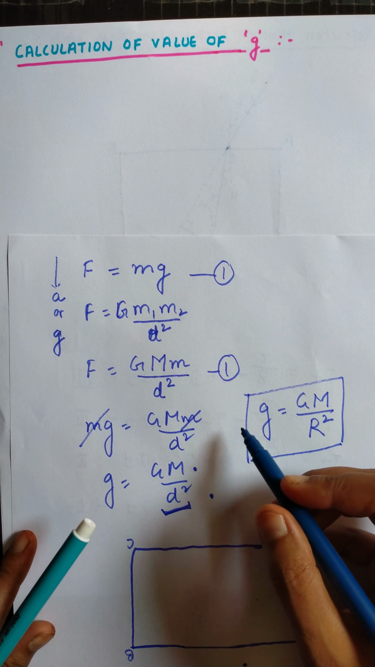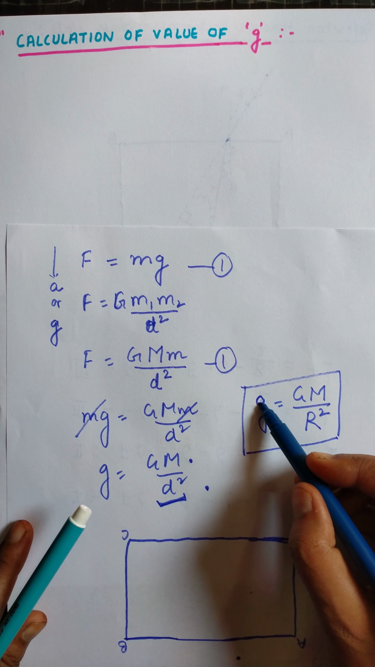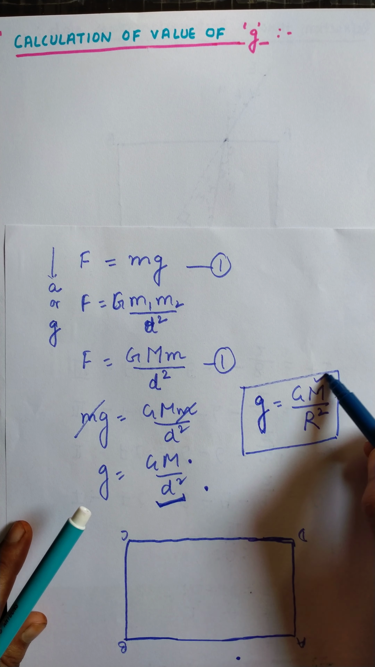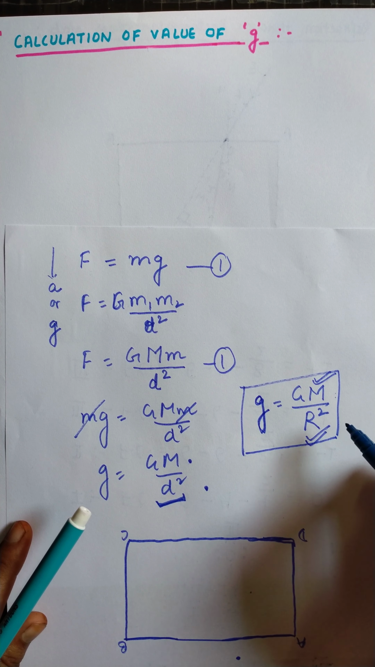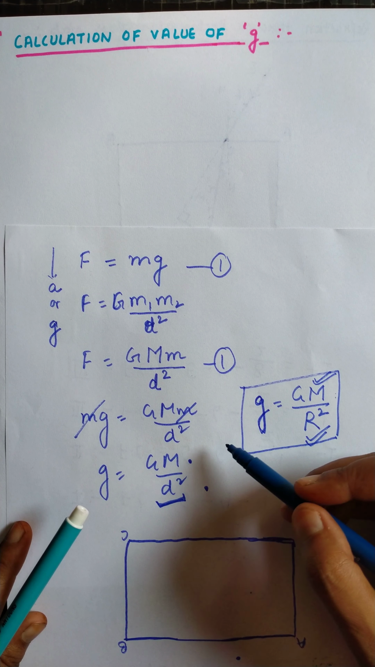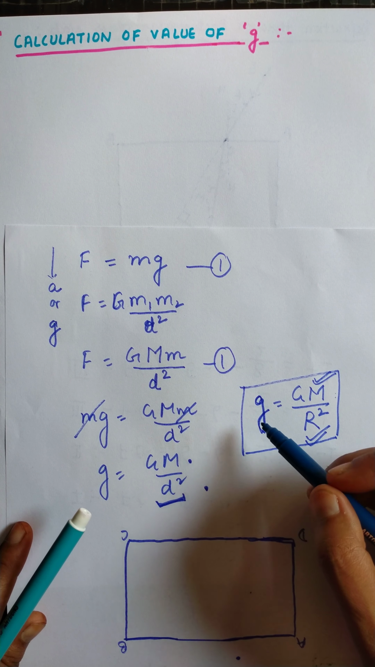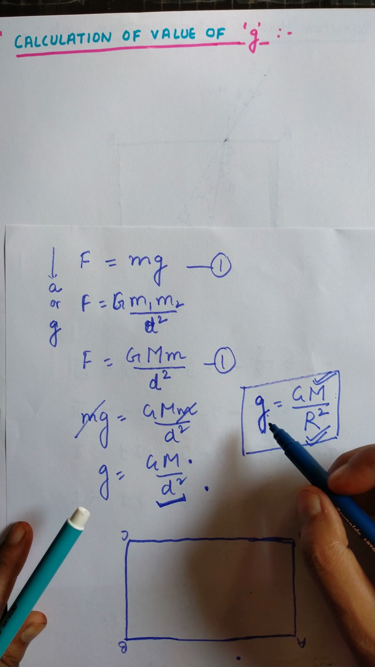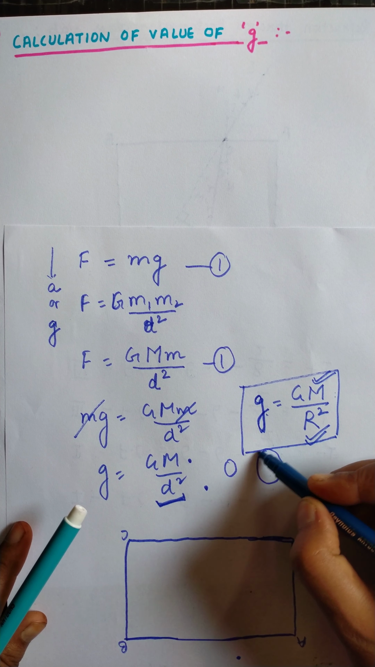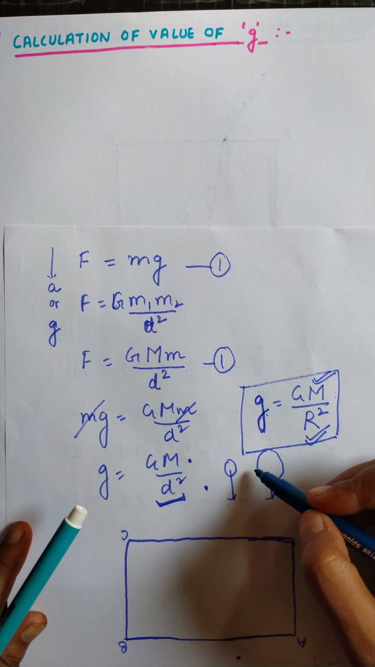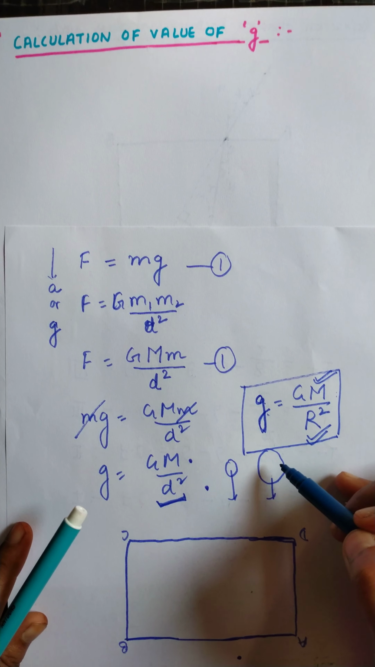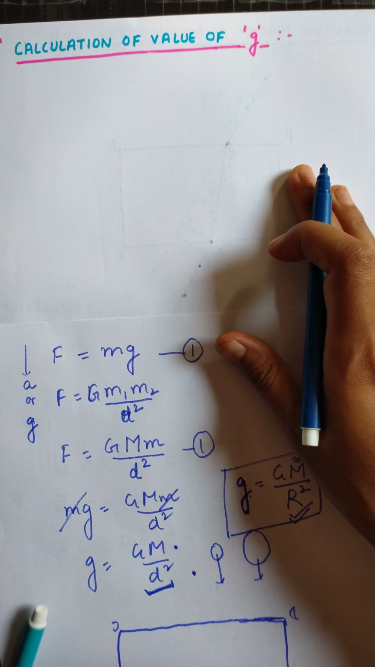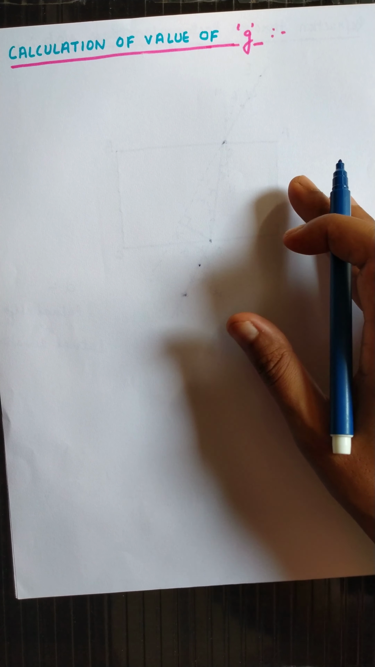In this way we come to know that the value of gravitational acceleration does not depend on the mass of the object. It only depends on the mass of the earth as well as the distance of the object from the earth. That is the reason a small stone as well as a big stone come towards the earth with the same gravitational acceleration. Now students, in today's session we will learn how we can calculate the value of gravitational acceleration.